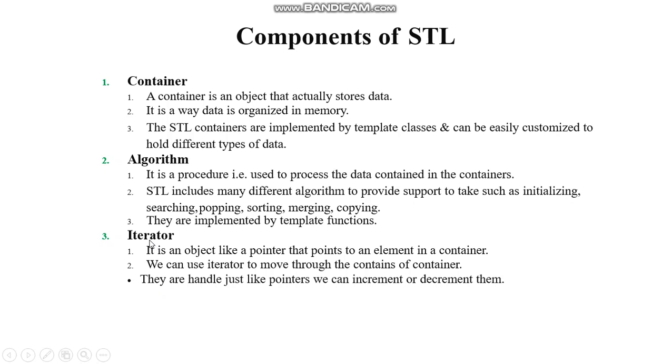The next component of STL is the iterator. It is an object like a pointer that points to an element in the container. We can use these iterators to move through the container. The data is contained in the container. To move from one data to another data to make a process, we can use this as a pointer. We can increment or decrement. We know about pointers, so it must work like a pointer to the data contained in that container.